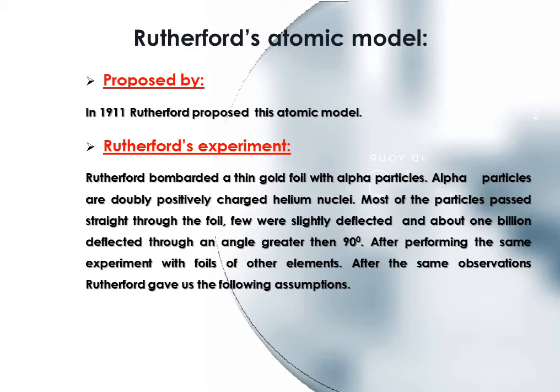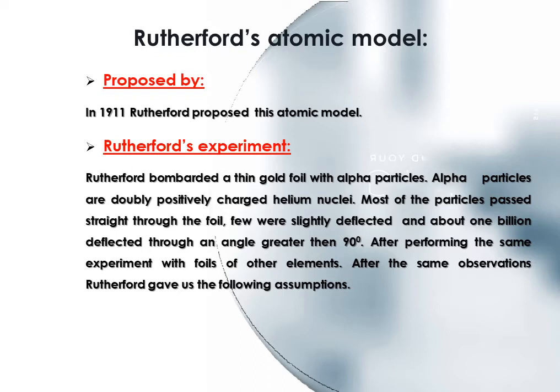Now Rutherford experiment. In Rutherford experiment, the scientist Rutherford bombarded thin gold foil with alpha particles. Thin gold foil means thin gold sheets. Now what are alpha particles? Alpha particles are doubly positively charged helium nuclei. Actually, the alpha particles are the nuclei having mass number or atomic mass 4 and double positive charge.